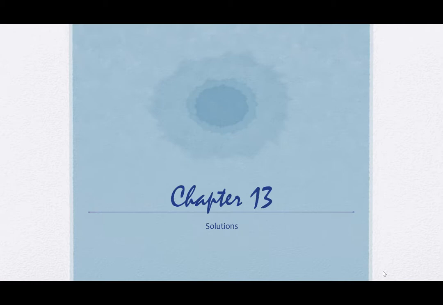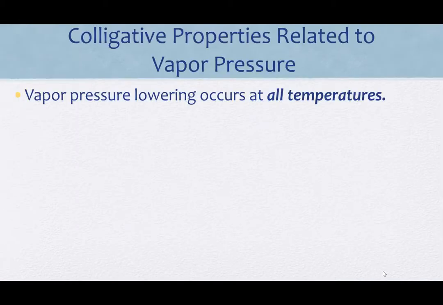But before we dive into those, let's relate this back to vapor pressure, the one colligative property that we already talked about. So vapor pressure lowering occurs at all temperatures. No matter if it was a cold substance or a warm substance, if we were to measure vapor pressure, it would occur at all temperatures. This idea of vapor pressure lowering, though, has a direct effect on the boiling point. If you remember, boiling point is when vapor pressure equals external pressure.